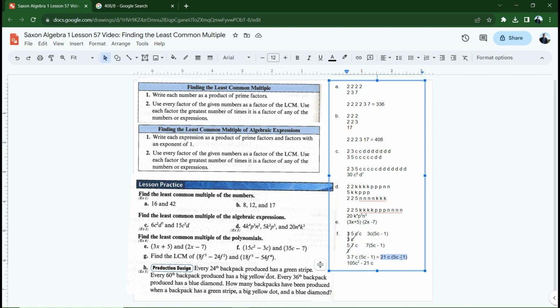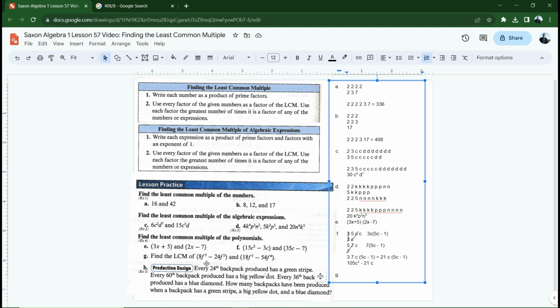You don't have to do that extra step, but I'm just showing you that if I went back to this, I would find that this number is divisible both by 15c squared minus 3c and 35c minus 7. Okay, letter G. Find the least common multiple of these two terms. And this is just exactly what we've been doing.